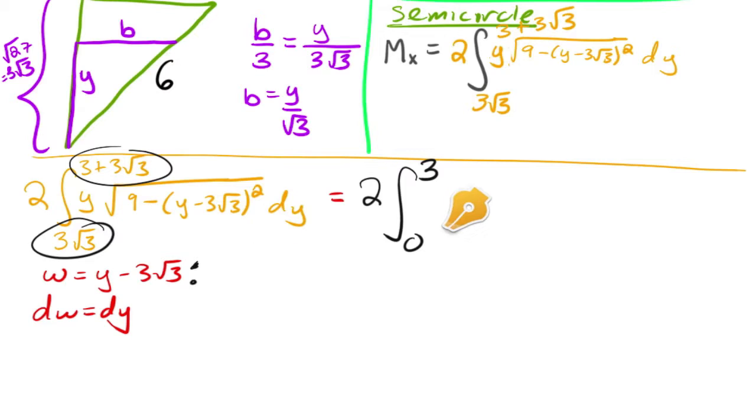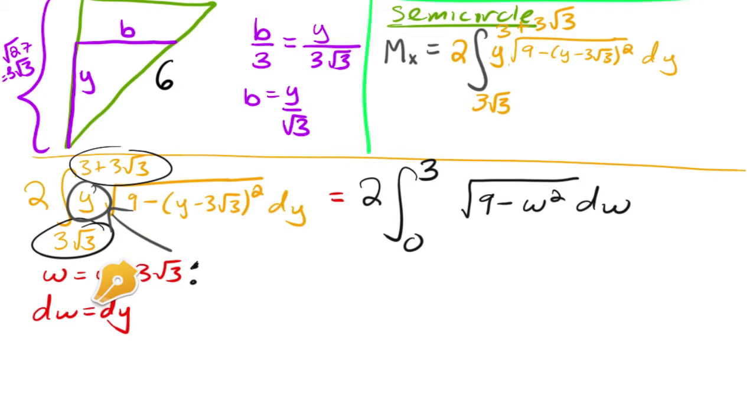Okay, and then I'm going to have the square root of 9 minus w squared, and then dy is dw. And then here I have y, which, if you solve for y here, is w plus 3 root 3. So let's put that in.